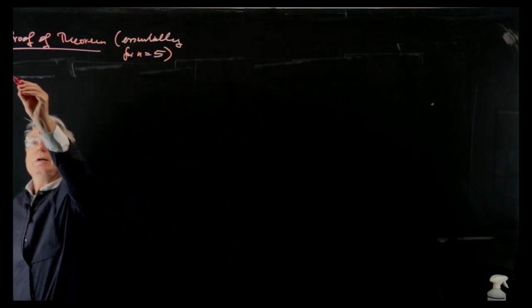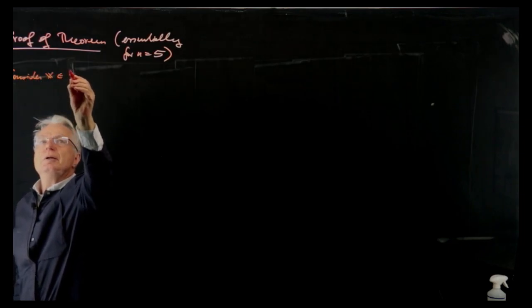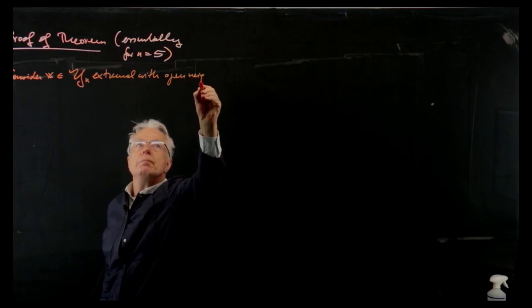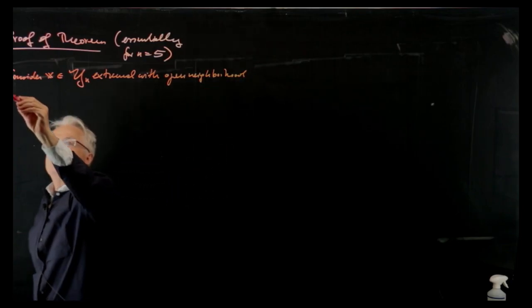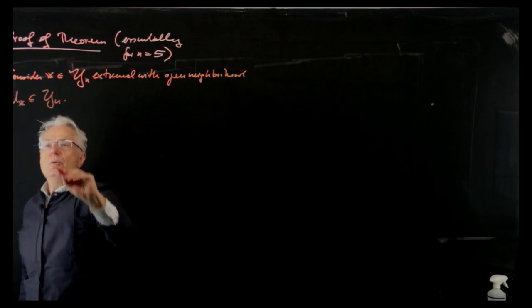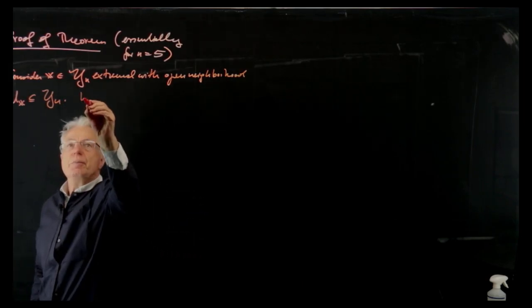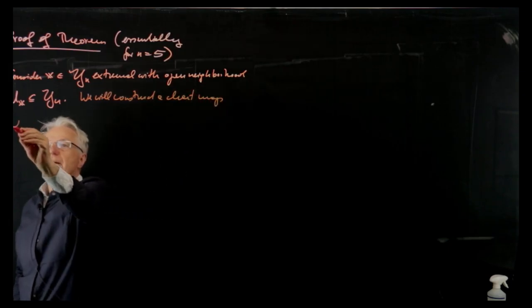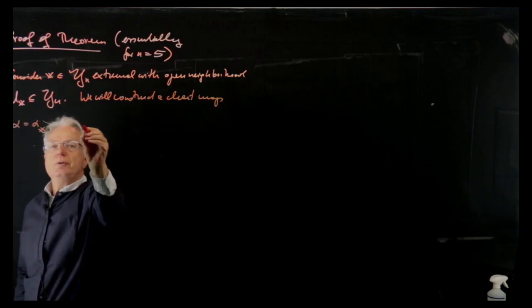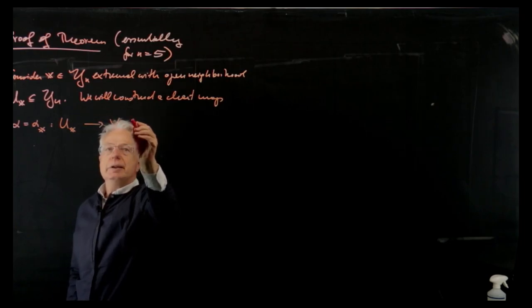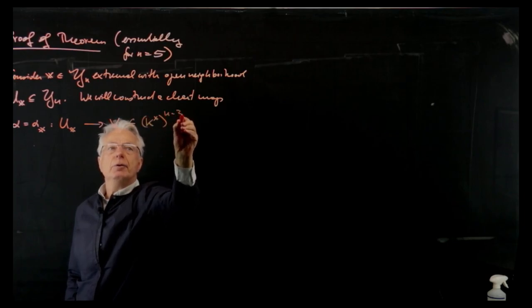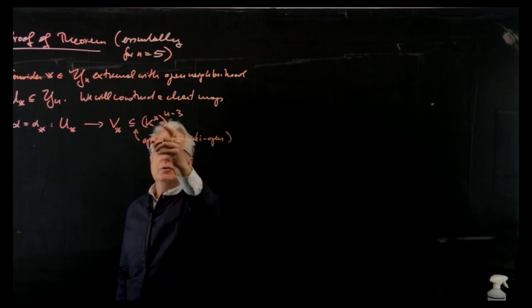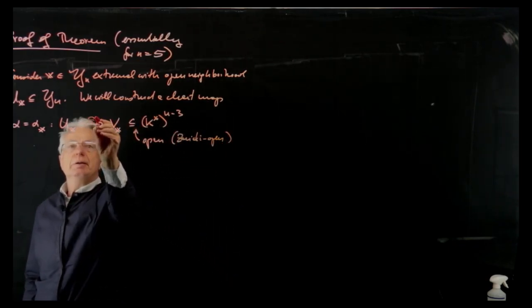So consider x in Y_n extremal with open neighborhood U_x. Some while ago, I already started to indicate how the proof works. So we will construct a chart map alpha, which maybe we should call alpha of x, from U_x to some subset V_x in K star to the n minus 3, Zariski open, which means it is the complement of an algebraic set. And this will be an isomorphism.